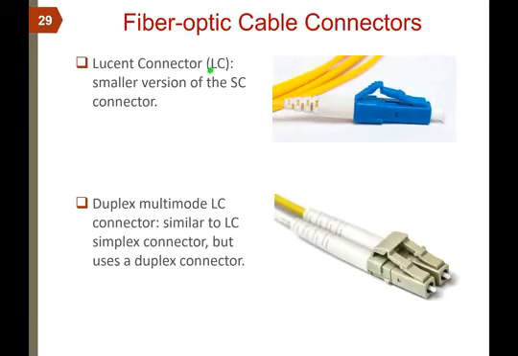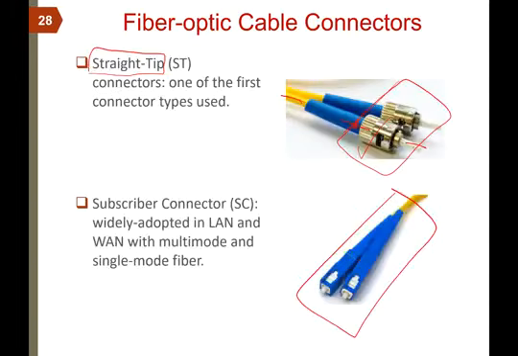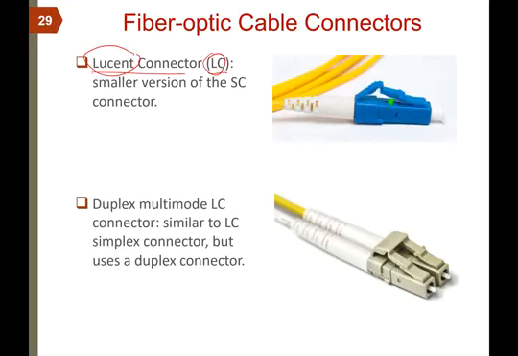We have the LC connectors, Lucent connector. It's from the company Lucent Communication Company. You just need to remember the names. LC is almost the same as SC, but it's smaller in size. Okay, so it's also widely used. And we have the duplex LC. So the duplex, this is one cable. Normally we have one for sending, one for receiving. In this case, it's called duplex because it has the sending and receiving together.